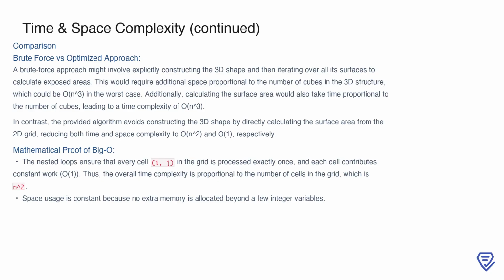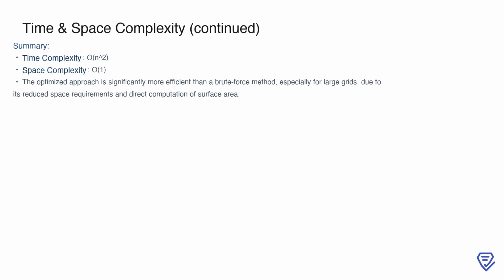In contrast, the optimized algorithm bypasses the need to construct the 3D shape entirely. Instead, it directly computes the surface area from the 2D grid, reducing the time complexity to O(n squared), and the space complexity to O(1). This optimization is made possible by processing each cell in the grid exactly once, with constant work per cell, as demonstrated by the mathematical proof of the algorithm's big O complexity. To summarize, the algorithm achieves a time complexity of O(n squared), and a space complexity of O(1). This efficiency stems from the fact that it directly calculates the surface area without constructing the 3D shape, ensuring that both time and space usage remain minimal.